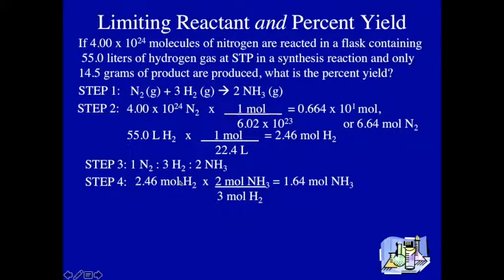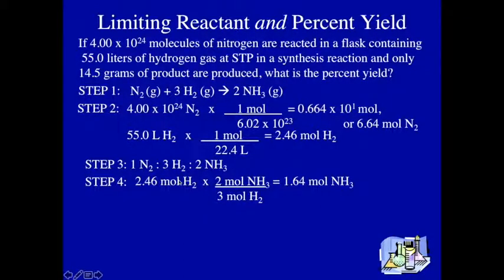Because of that conversion, again, it's a 1 to 3 to 2 ratio. If I used up all of my hydrogen, I'm not using even 1 mole of nitrogen gas for that. If I used all of my nitrogen, I would need 3 times this amount in order to make my ammonia. I don't have 18 moles of hydrogen. I only have 2.46 moles of hydrogen.